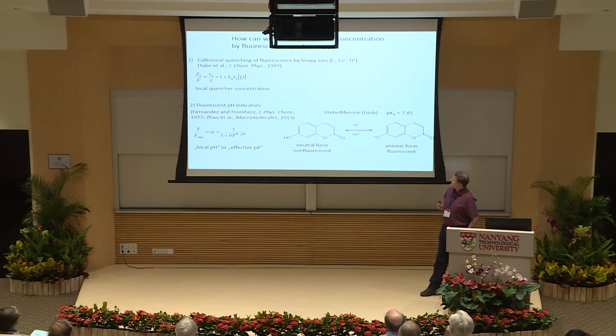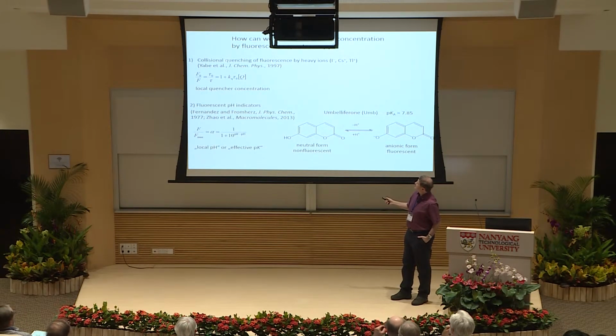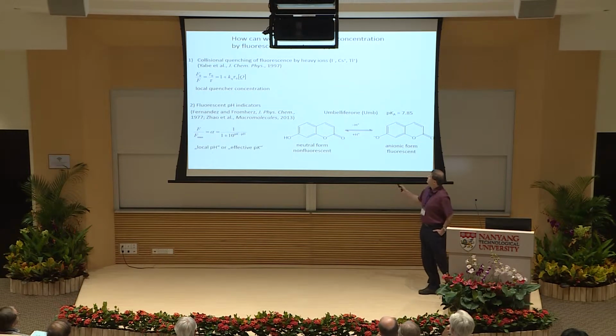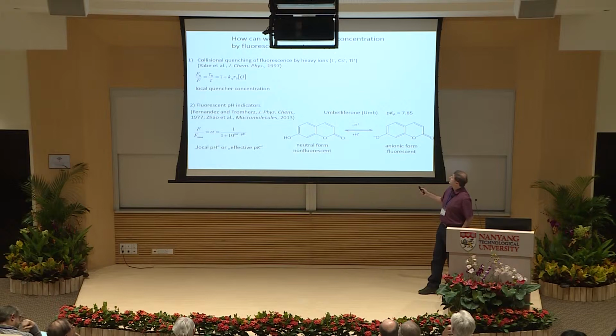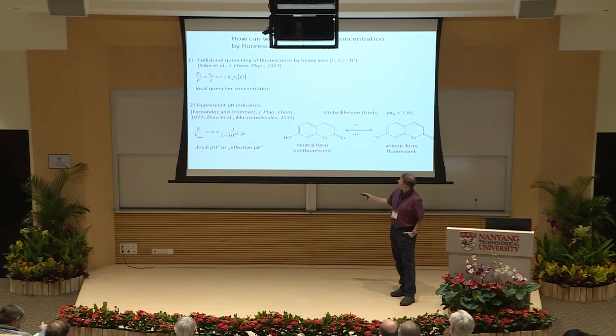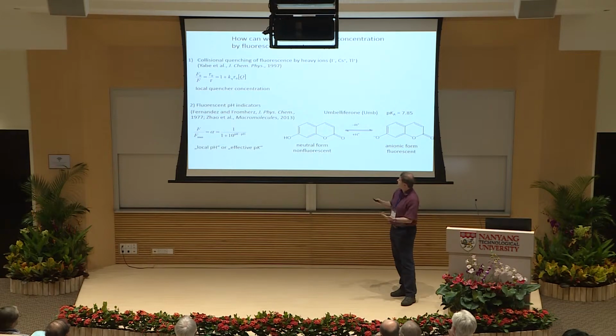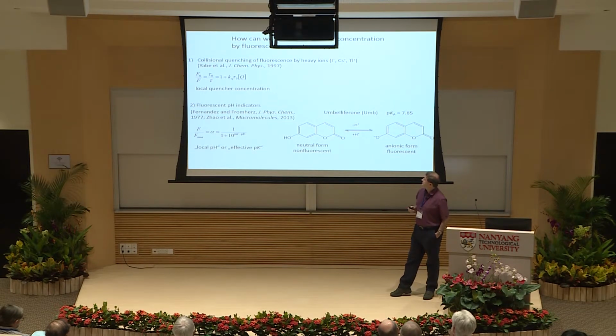Basically, there are two ways to measure counterion concentration, local counterion concentration around the polyelectrolyte chains by fluorescence spectroscopy. The first possibility is to use collisional quenching of fluorescence by heavy ions. So if we use heavy counterions such as iodide or cesium or thallium, we can measure quenching, and then if we plot the ratio between either the fluorescence intensity or fluorescence lifetime in the absence of the quencher to the same quantity in the presence of the quencher as a function of the quencher concentration, you will end with this linear dependence if everything goes regularly, and we can assess the quenching constant.